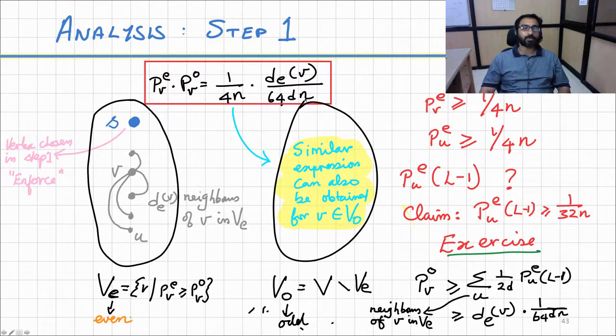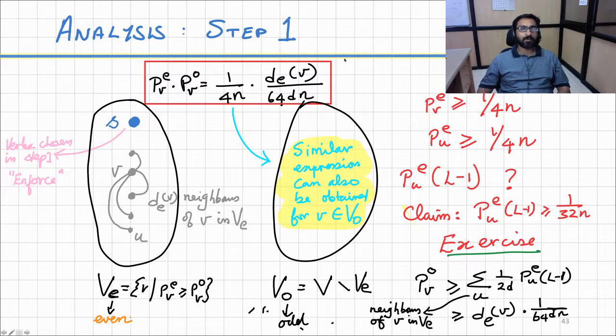One last comment here. This exact same argument can be repeated for vertices on the right side as well. So the same expression, except now we won't have DEV, but we'll have DOV, because if the vertex V was chosen on the right side, then we'll be interested in neighbors that are on the right side. So that will be DO of V. So barring that change, this expression will remain exactly the same.